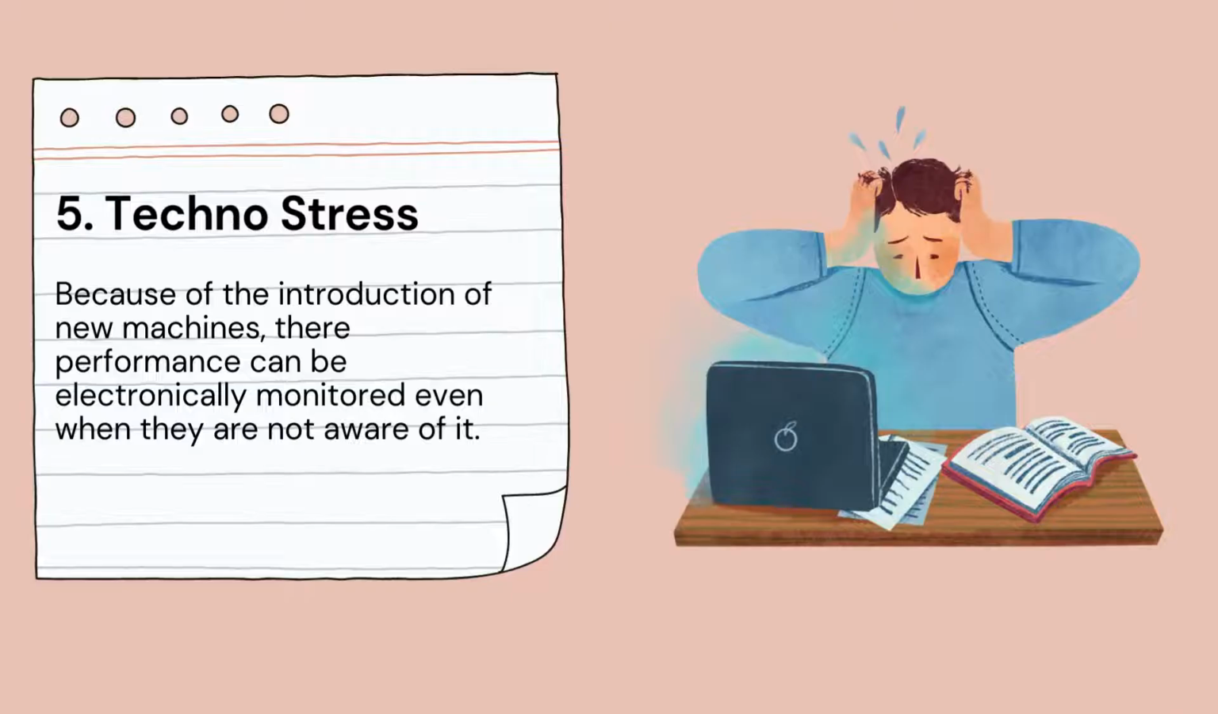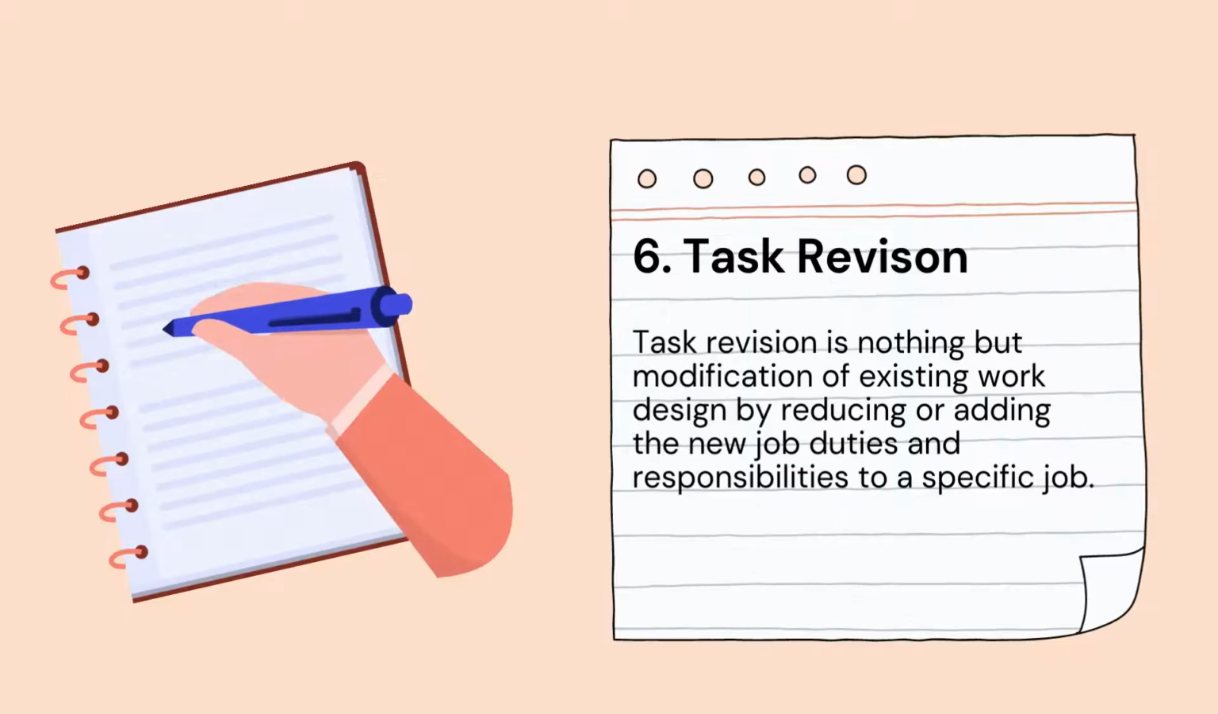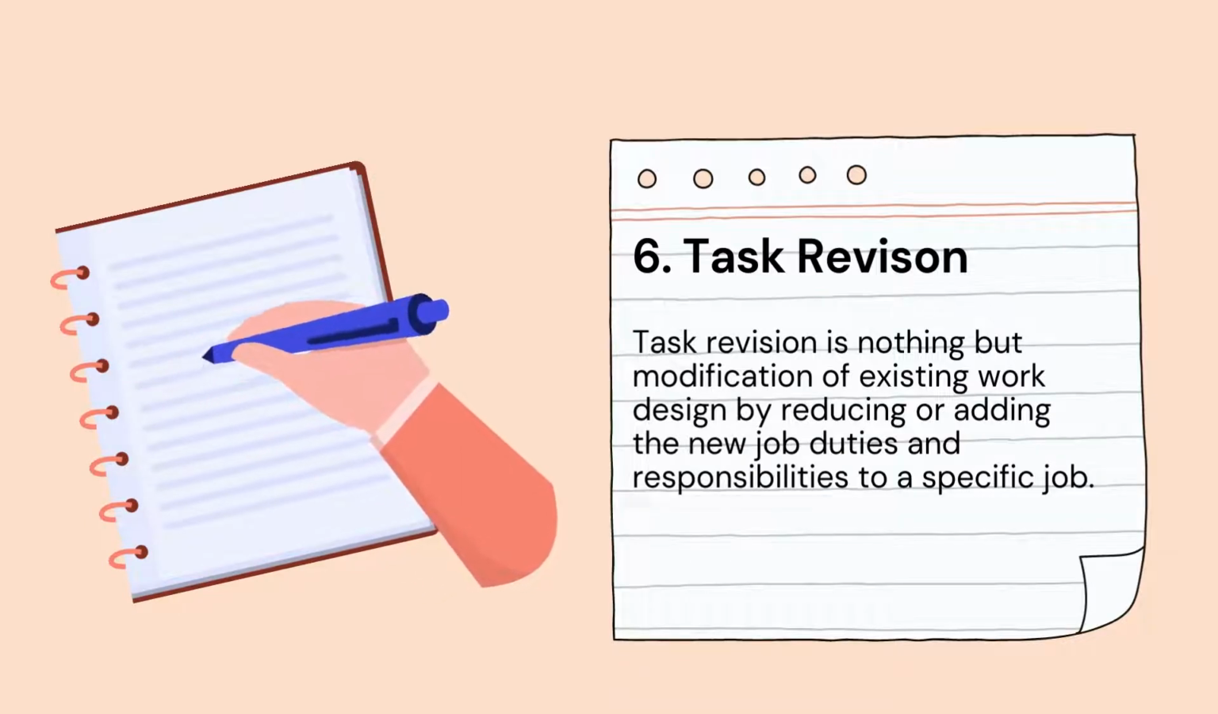Next, we have the technostress. Technostress is the latest technological advancement, but it gives distress. It is the latest technology to keep a check on employees' performance even when they choose to work from home. Because of the introduction of the machines, their performance can be electronically monitored even when they are not aware of it. Then, lastly, we have task revisions.